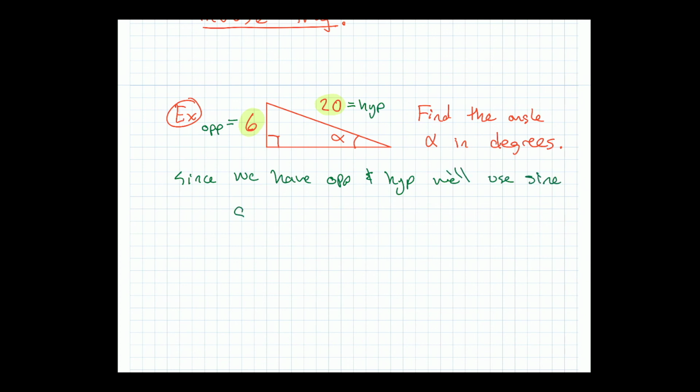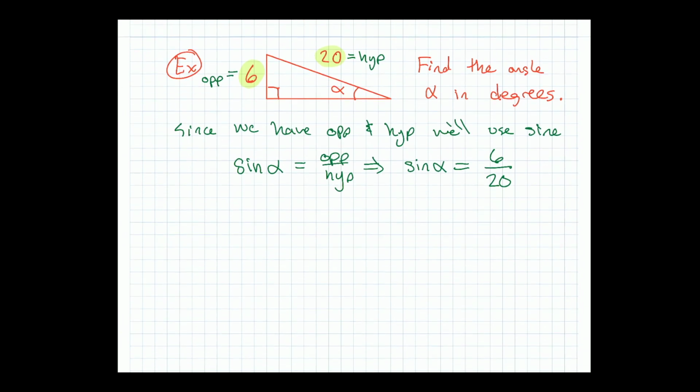So we'll write sine alpha is equal to opposite over hypotenuse, right? That's what we're going to use, and we're going to put in our values. I already put in the angle, I called it alpha. So the opposite side is 6, and the hypotenuse is 20, and you're trying to find alpha.